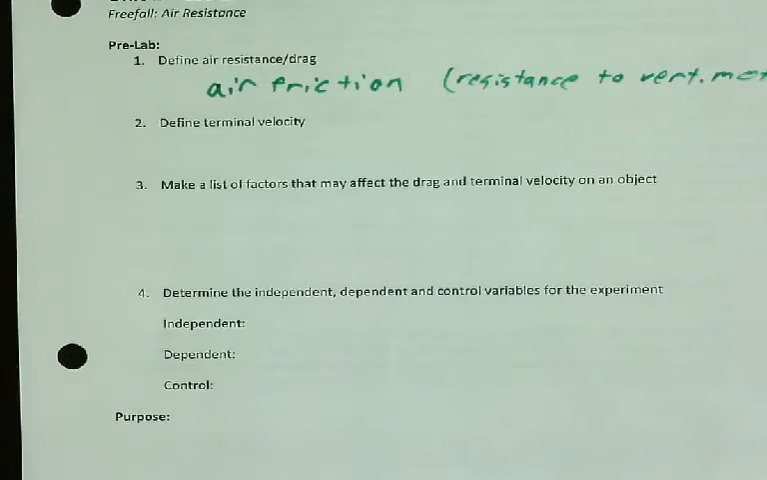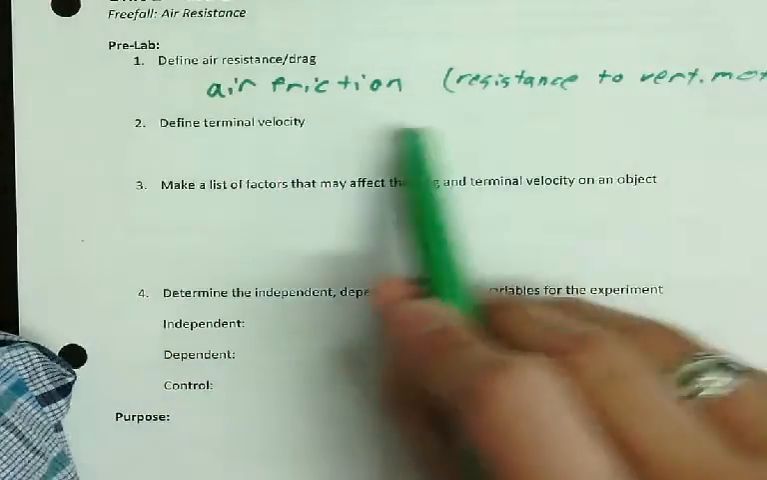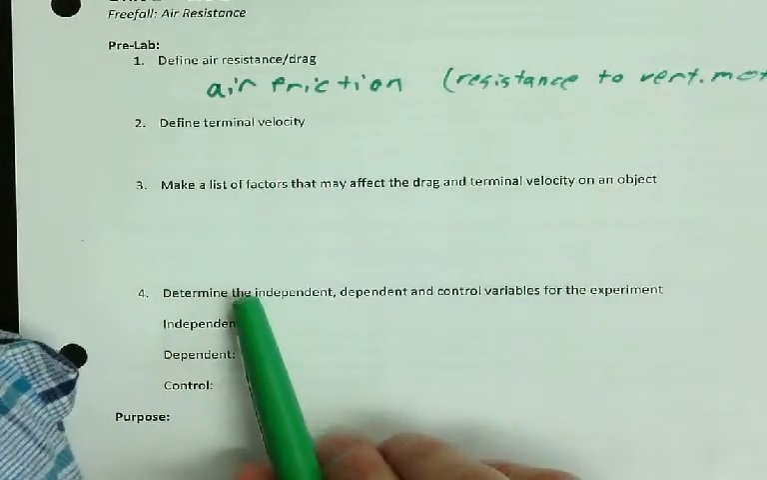So free fall is usually where we see it more. But it is true for horizontal motion too. All these terms, terminal velocity, all that stuff will apply to horizontal motion too. That's why you don't have cars that go millions of miles per hour. There's a limit as to how fast they can go, and part of that's air resistance. So air resistance or drag is basically air friction. It's resistance to that vertical motion.